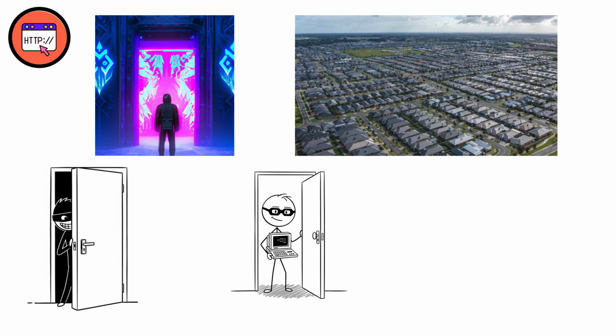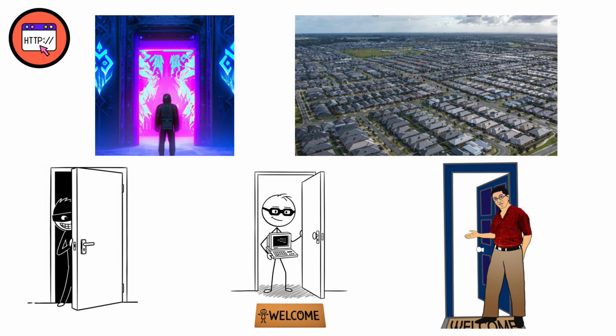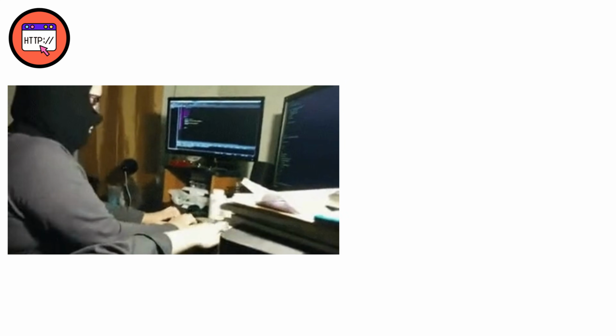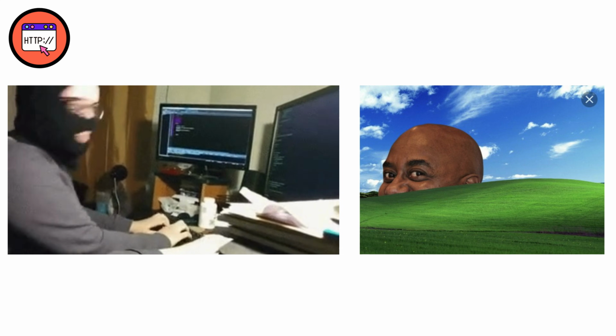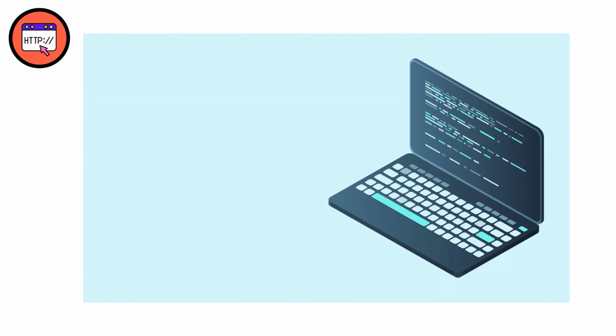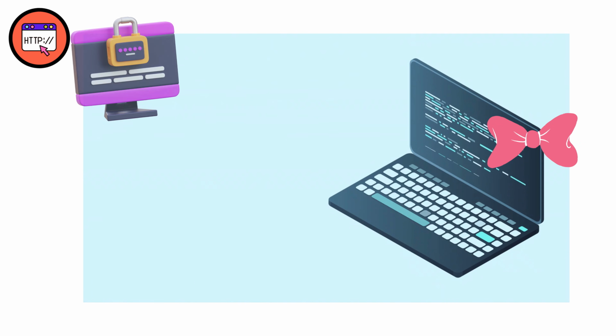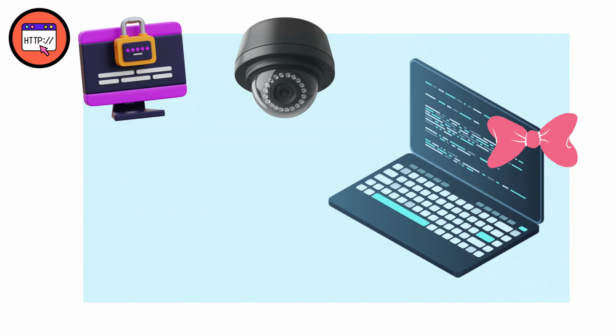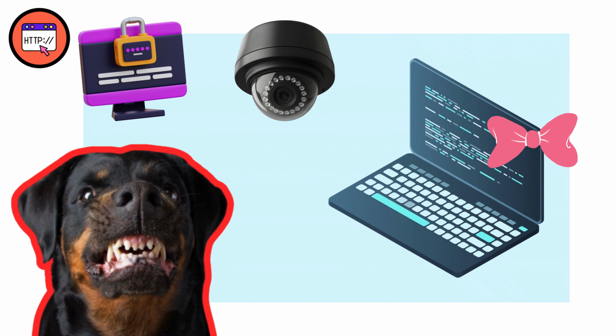Imagine the internet as a giant neighborhood. HTTP is like the front door to every house. Wide open, welcome mats out, and please come in signs everywhere. Hackers love it because it's easy to peek in, leave little surprises, and eavesdrop on your conversation. HTTPS is the fancy version. A front door with locks, security cameras, maybe even a Rottweiler. It's a bit more private, but hackers still try to find ways around it.